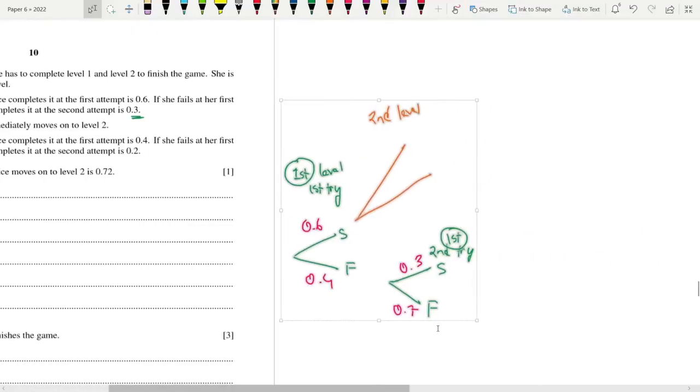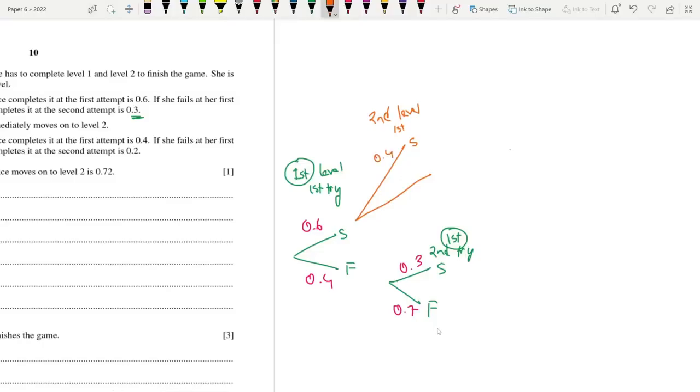So completing it on the first try is 0.4 and failing is actually 0.6. So if she fails, she can go again. Second level, second try, success and failure. On the second try, she succeeds with 0.2 and fails with, I mean, 0.8.